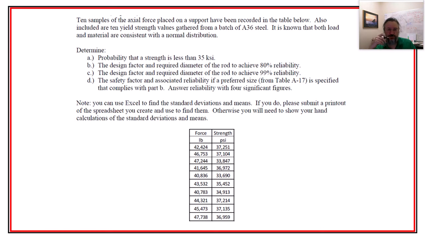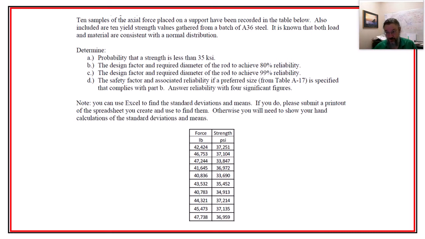Do some of those other examples that are wiggly, I decided to use a problem that I used a couple years ago. So this is 2 years ago, I think. This is the homework problem I used. So I have 10 samples of axial force, and I have 10 samples of yield strength. They're down below here. And they have nothing to do with each other. They don't correlate with each other.